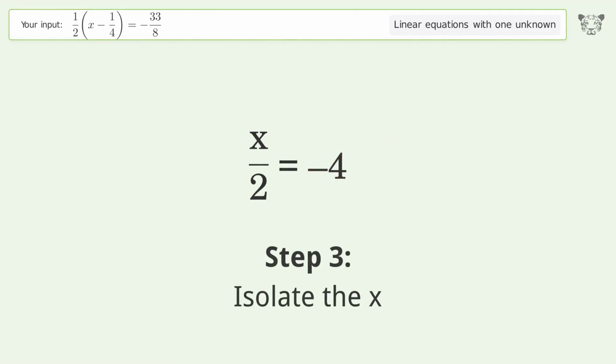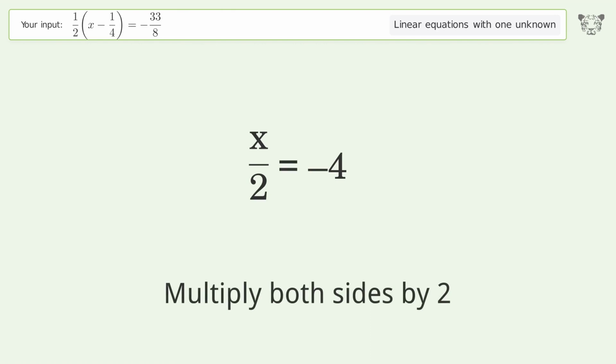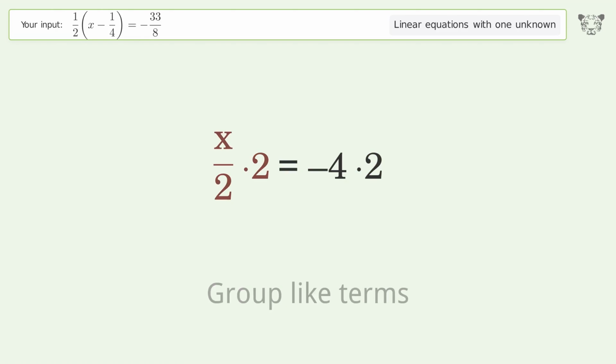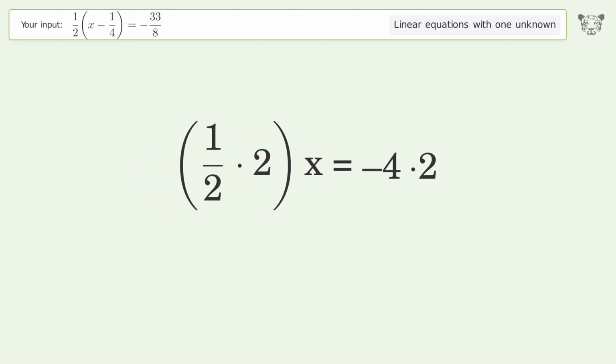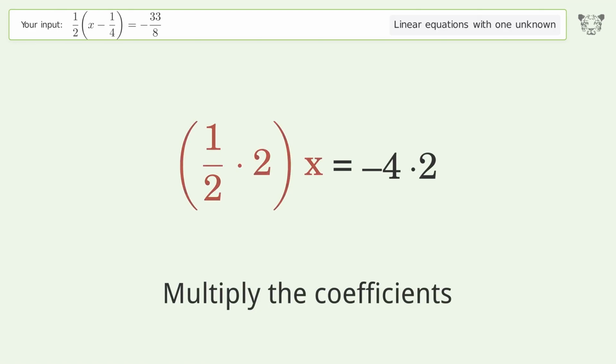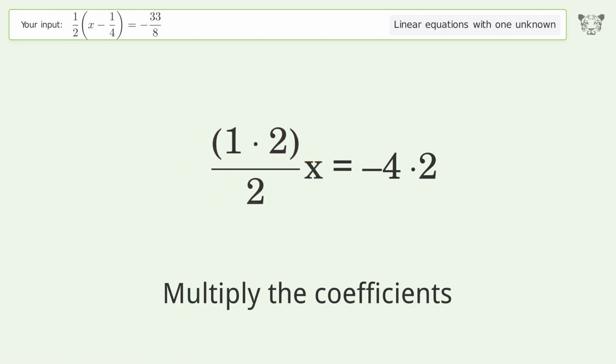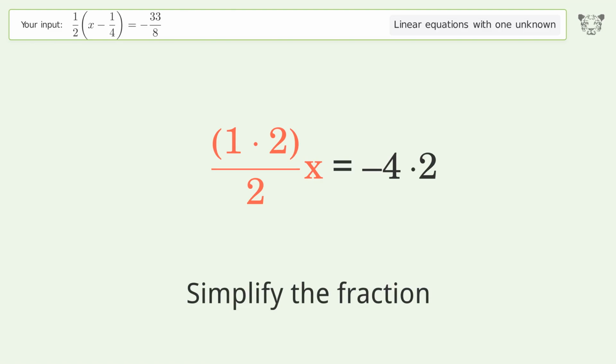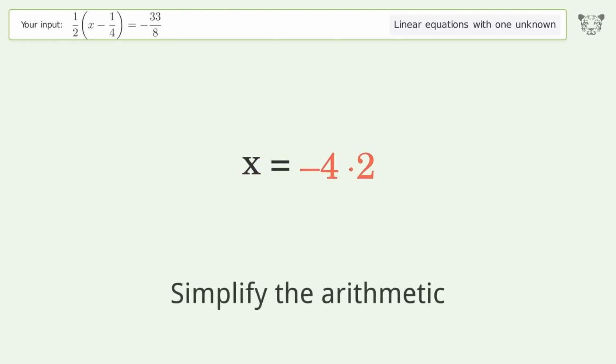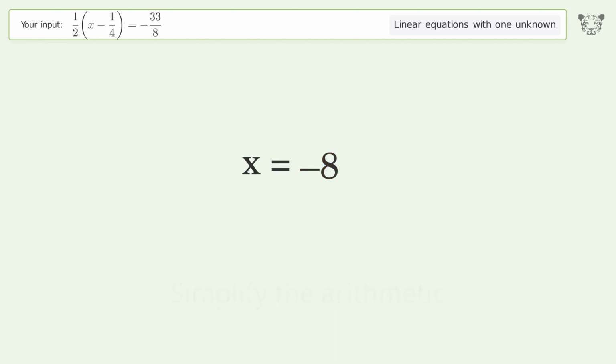Isolate the x. Multiply both sides by 2. Group like terms. Multiply the coefficients. Simplify the fraction. Simplify the arithmetic. And so the final result is x equals -8.